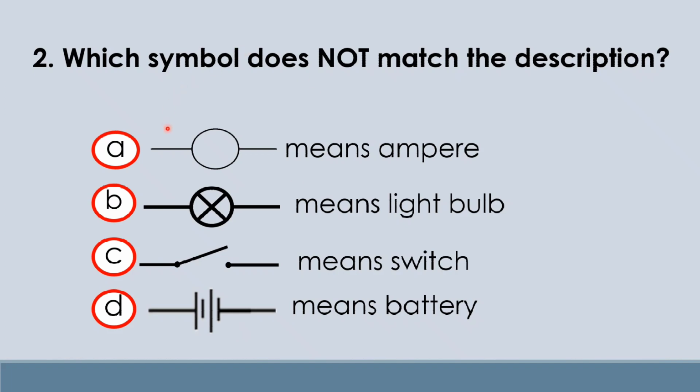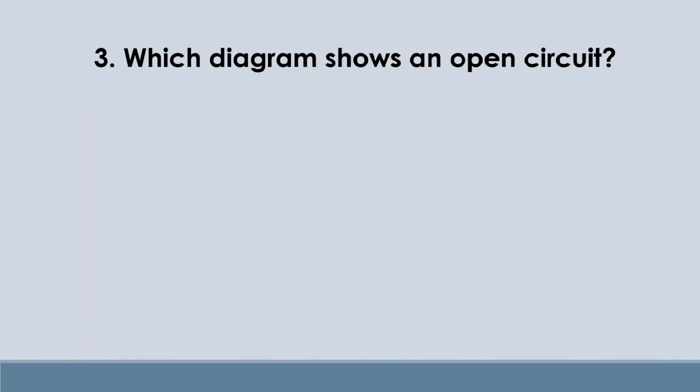Is it the symbol of the ammeter? How about the light bulb? For letter C, this means a switch. Is this the symbol of a switch? And for letter D, this means the battery. Okay, if you're ready, now let's go to question number 3.